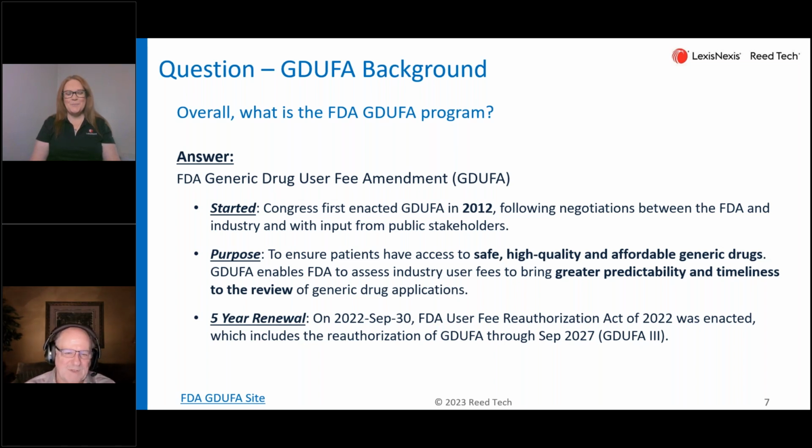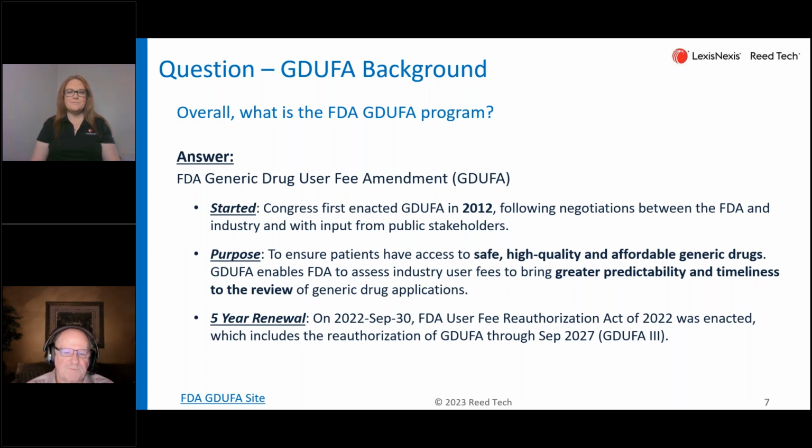Going back to 2012 is when Congress first rolled out this legislation, and it was the result of interacting with the FDA, industry, some input from public stakeholders and so on. And the intent was to promote safe, high quality, and affordable generic drugs. And the FDA basically is collecting some funds from the industry and using those funds and targeting those to increase their ability to review generic drug applications, make them more timely, have greater predictability.